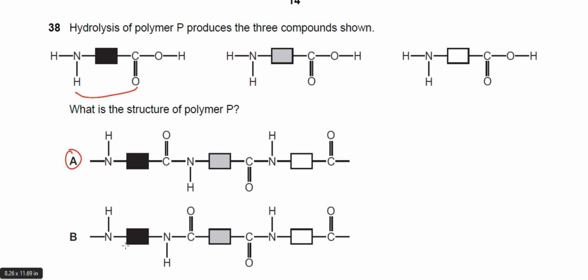Why not B? Here, on both sides of the black part there is one nitrogen and no other nitrogen, so this is not correct because no such amino acid exists. This is a diamine, not an amino acid. This is a dioic acid, not an amino acid. Is it clear? So that's why we are not going to choose B.